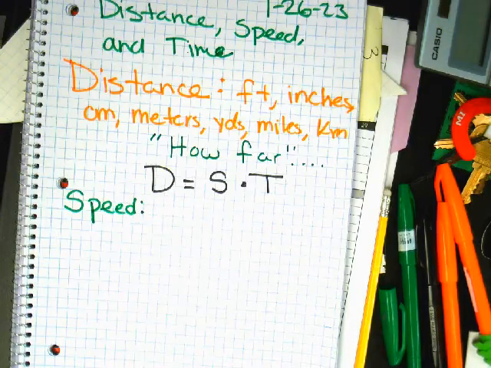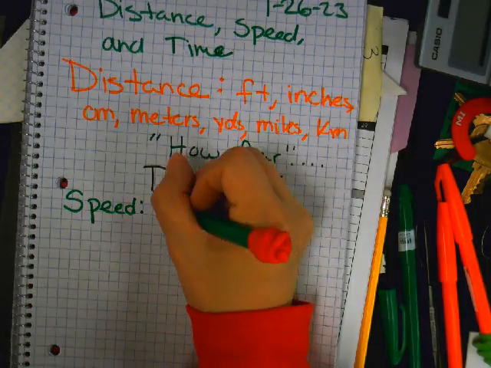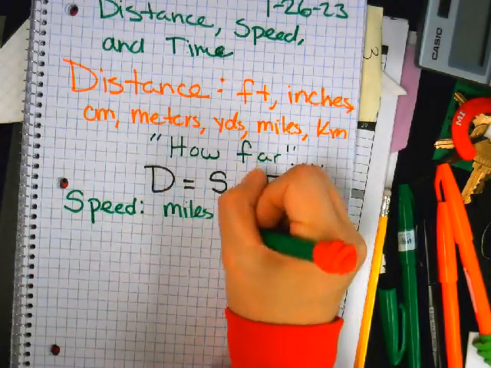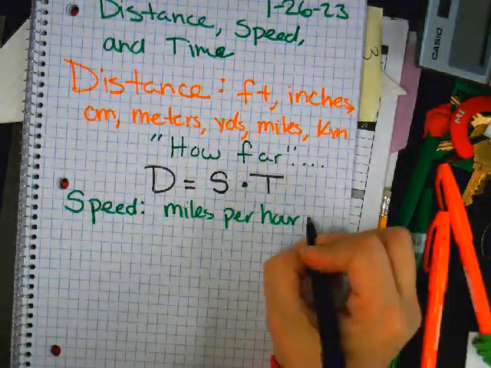What are the units for speed? Not everybody knows them. What are the units for speed? How do I measure a speed? Miles per hour. Very good. Speed is measured in miles per hour, abbreviated as mph.